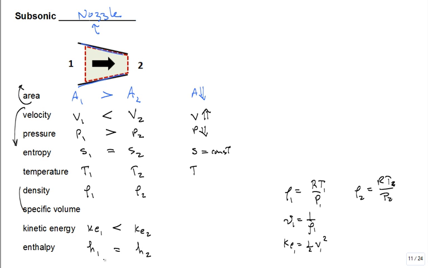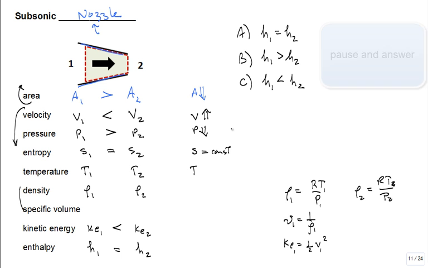Let's do this. Time for a clicker question. The enthalpy 1, let me answer A, is equal to the enthalpy 2. Answer B, the enthalpy 1 greater than the enthalpy 2. Answer C, enthalpy 1 less than the enthalpy 2. And we'll stop there and let you choose. Oh, I didn't start it, did I? Well, did everybody have enough time to answer? Let's see where we're at.